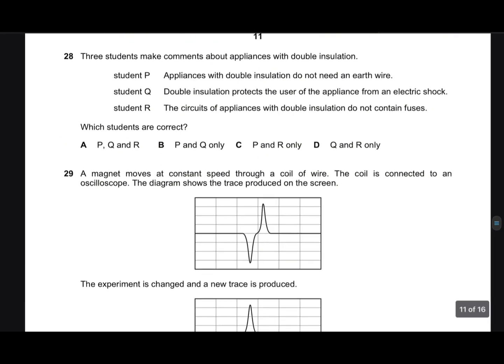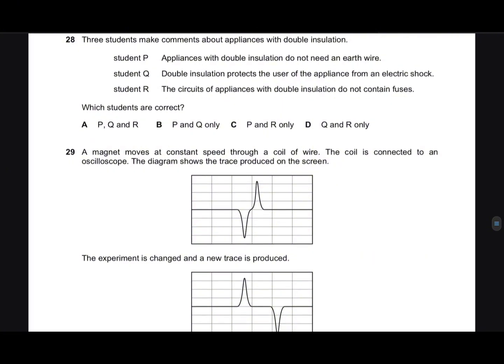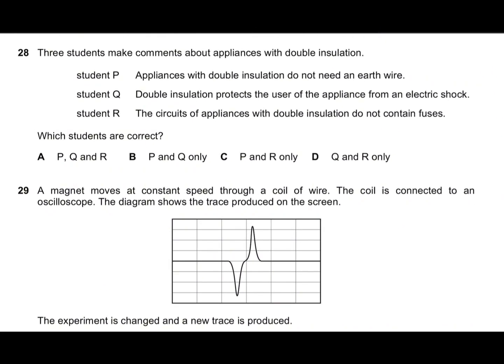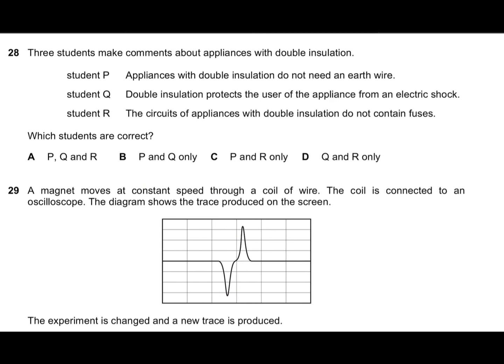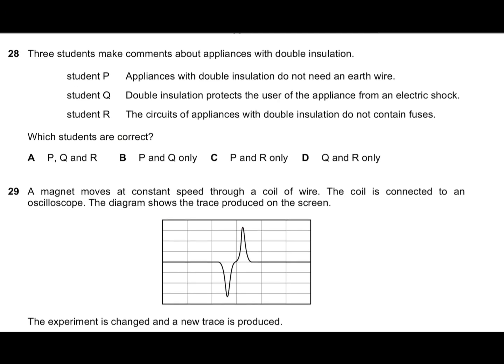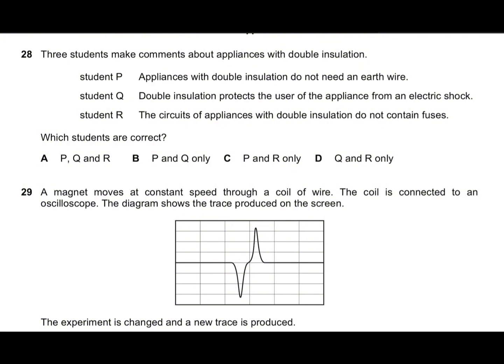Three students make comments about appliances with double insulation. Student P: appliances with double insulation do not need an earth wire. This is true, because the double insulation protects the user from electrocution or shock. So that is true. Double insulation protects the user of the appliance from an electric shock. I mean, not necessarily, but it is a safety feature.